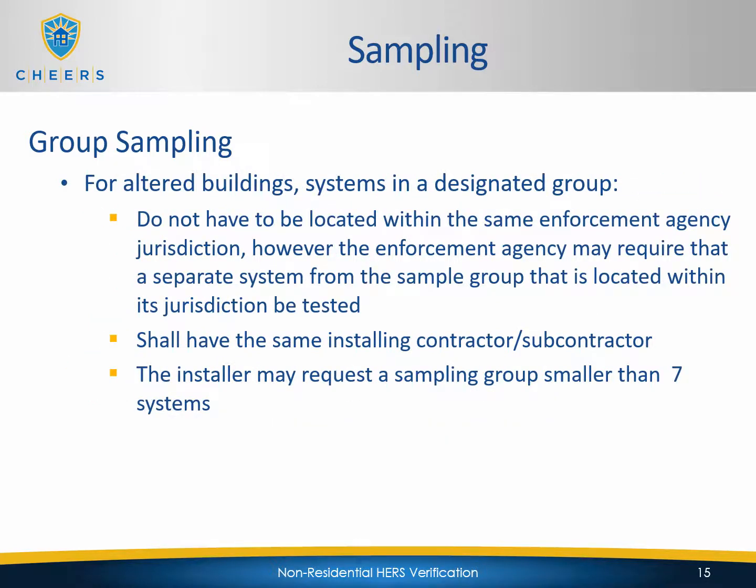Now for altered buildings, it's going to be a little bit different. Those systems or dwellings in the designated group do not have to be located within the same enforcement agency jurisdiction. However, the enforcement agency may require that a separate system from the sample group that is located within their jurisdiction be tested. Now they do need to have the same installing contractor or subcontractor, and then the installer can request that you create groups smaller than 7 systems.